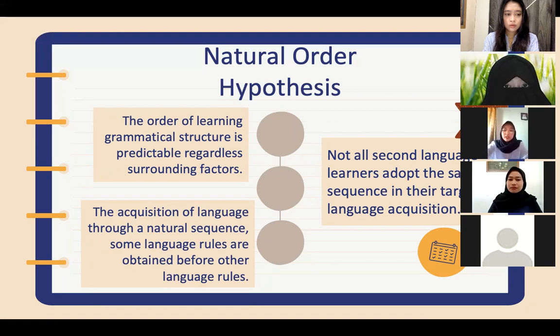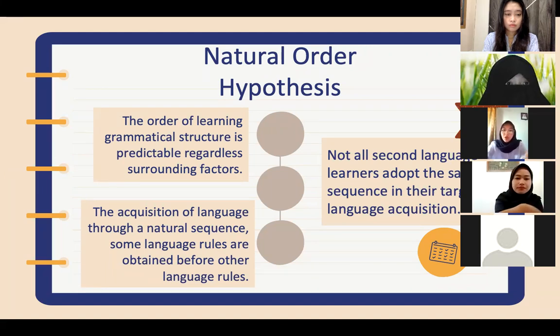a year later. Although the research conducted by Brown is based on the acquisition process in the first language, according to Dulay and Burt, cited in Krashen, 1982, the acquisition of grammatical morphemes in learners of English as a second language also shows the existence of a natural order.